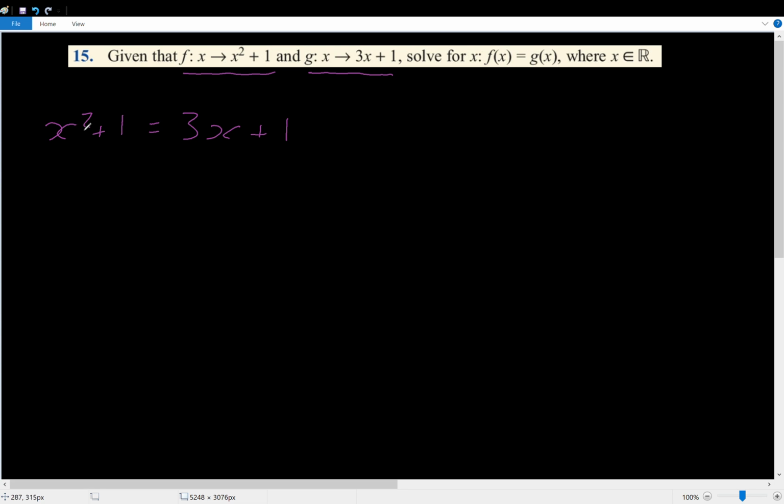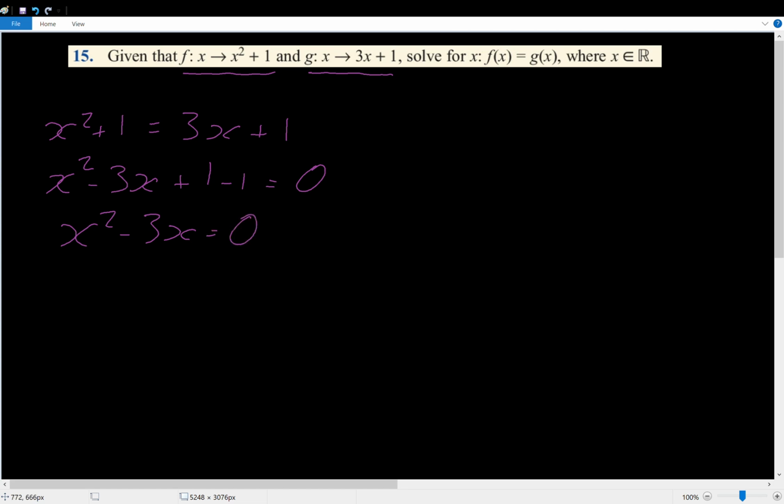Because we have a square in the equation, we have to move everything over to the left hand side of the equation, leaving just a 0 on the right in order to solve it. So when we move everything over, we get x squared minus 3x plus 1 minus 1 equals 0. And if we tidy that up, we get x squared minus 3x equals 0.